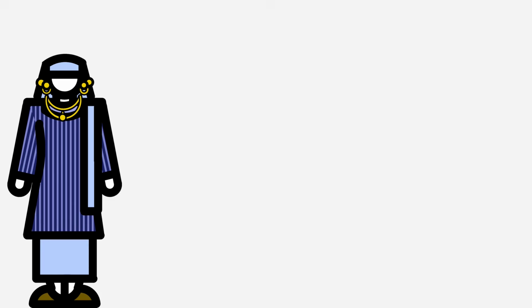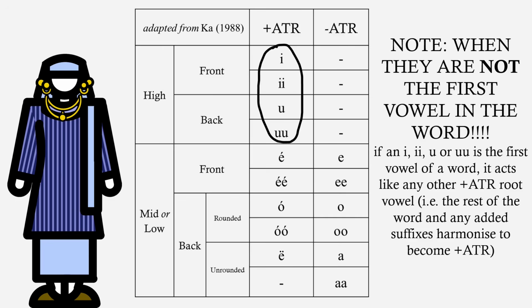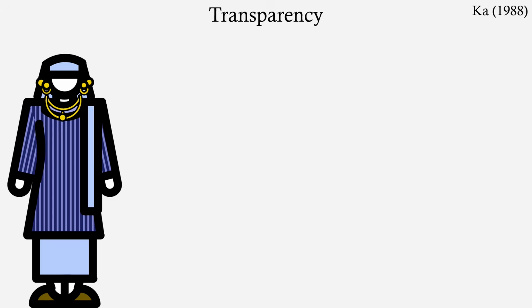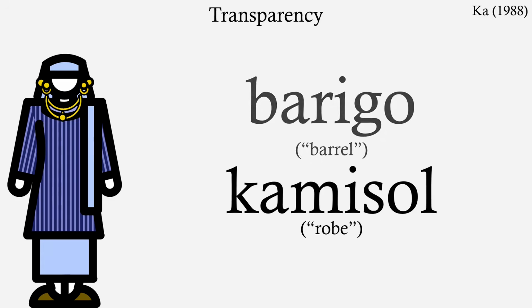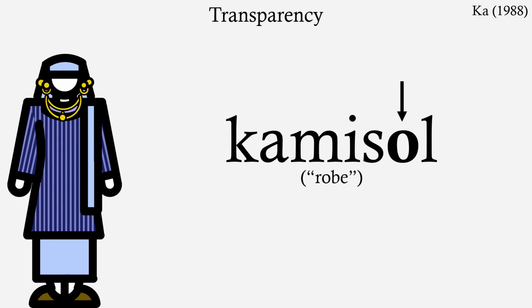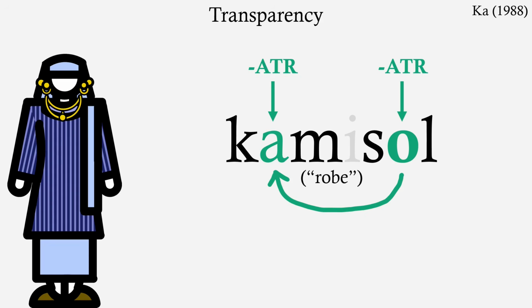But within the same language, we have the I and U vowels acting in the exact opposite way. These vowels are transparent to vowel harmony, giving words like barigo and camisol. Here, the third vowel is ignoring the preceding I entirely, jumping over it and assimilating with the first vowel instead.